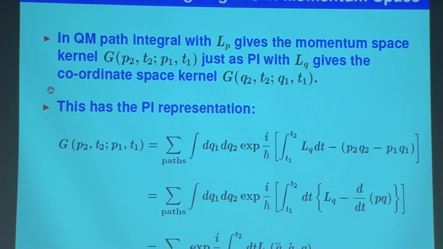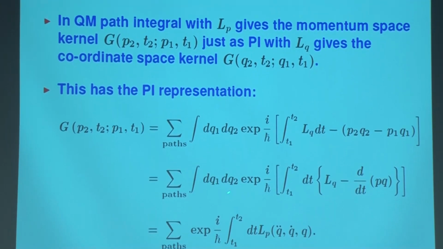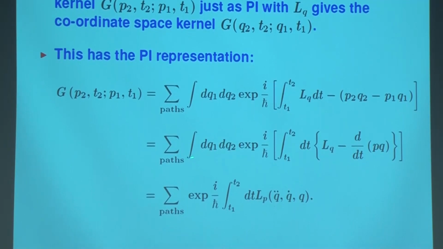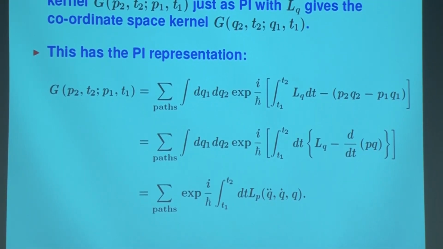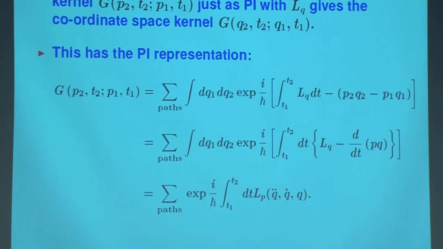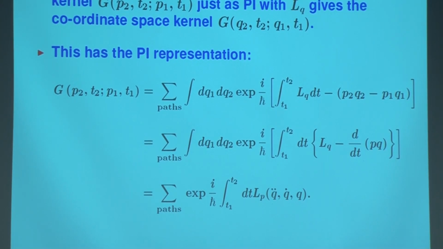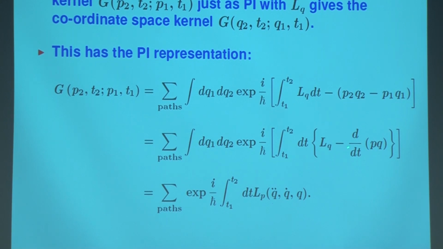So, what you are left with is that essentially you take this integration over q1 and q2 into the measure on this path, because the path itself is a whole lot of integrations on the coordinates. You also integrate over the endpoint coordinates. So, you are left with this LQ minus d by dt of PQ.